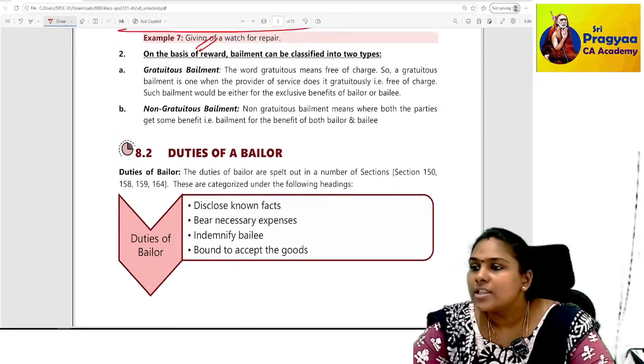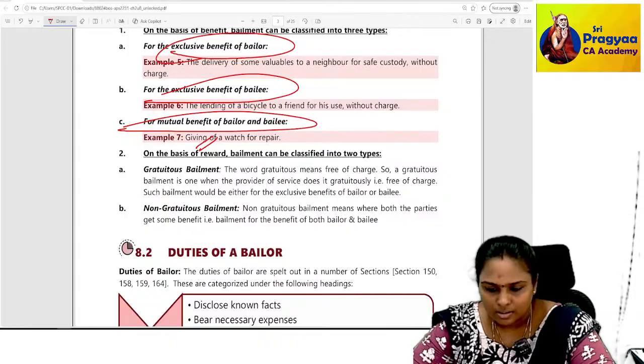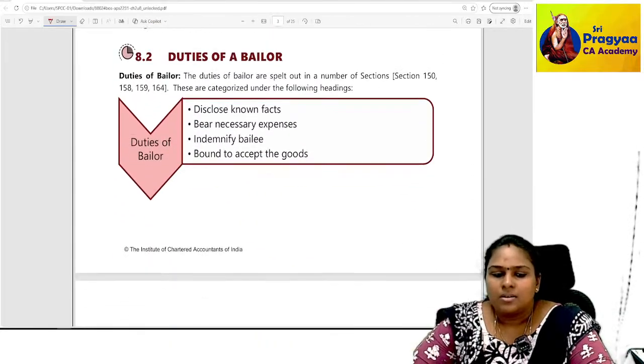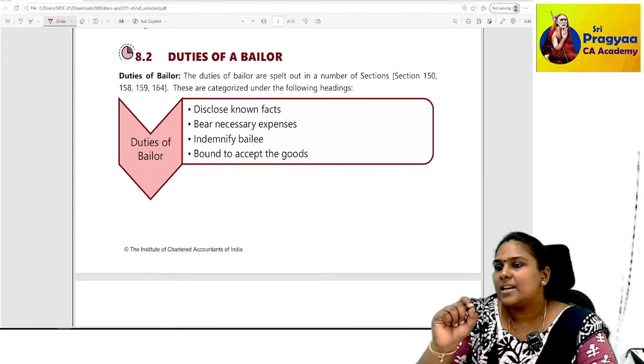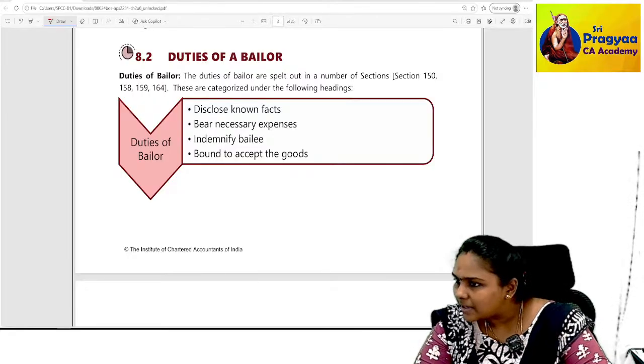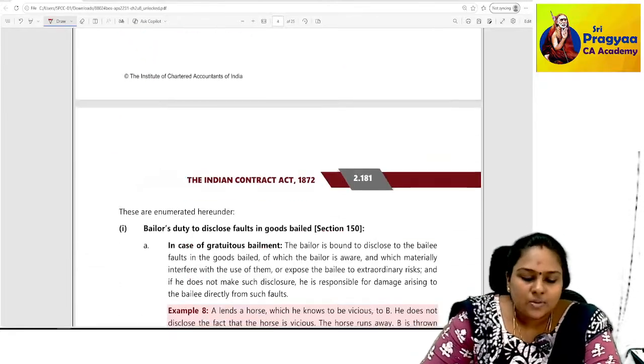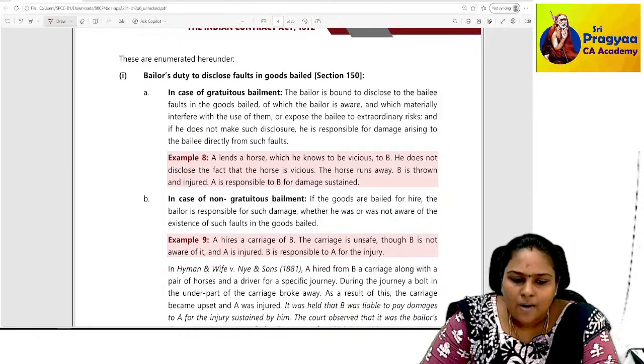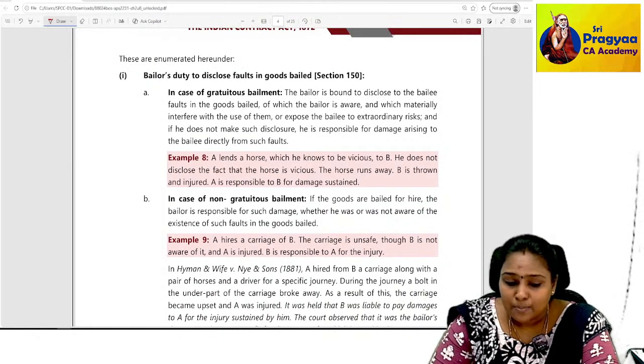Yes. Shall we go to the next area? Yes or no? Yes. Ma, I want to complete duties of bailor and duties of bailee. Will you cooperate? Yes sir. Okay. First one, disclosing of faults. Now this is very important.